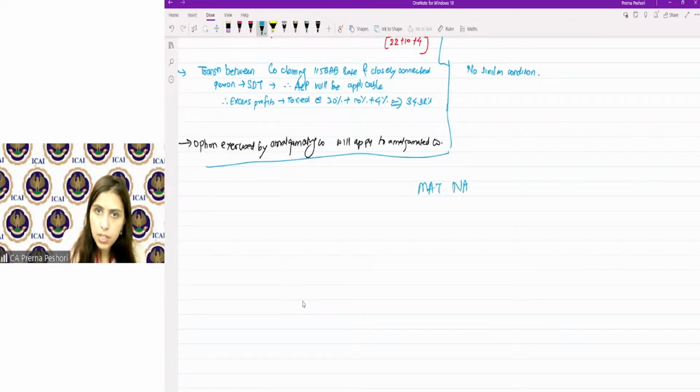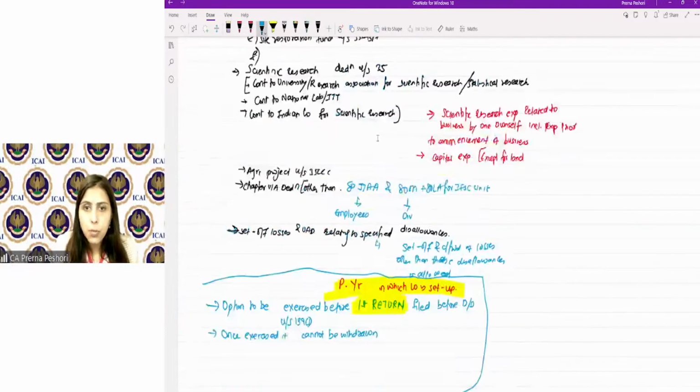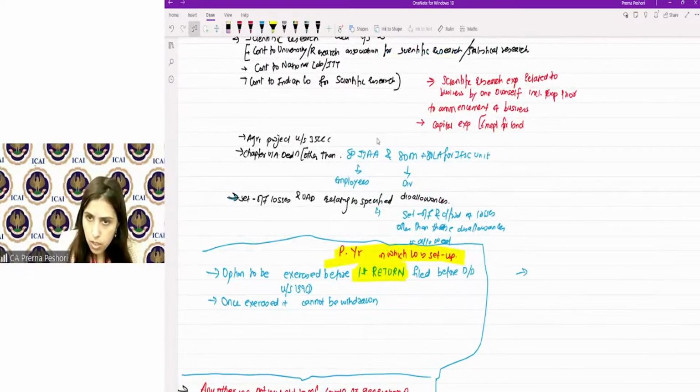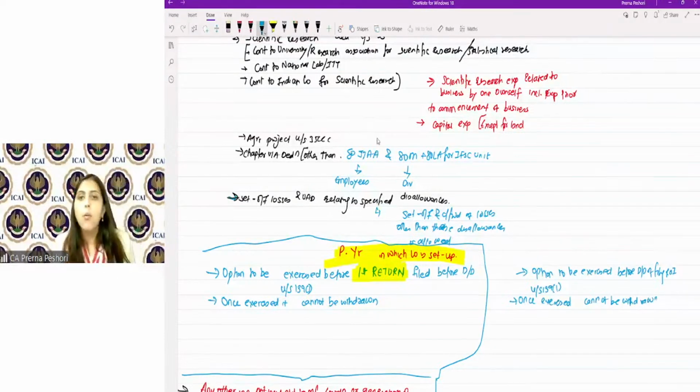MAT is not applicable for both of them. With regard to the exercise of the option, it must be exercised before the due date of filing the return of income under section 139(1). Once exercised, the option cannot be withdrawn. But it can be exercised at any point of time, in any year.